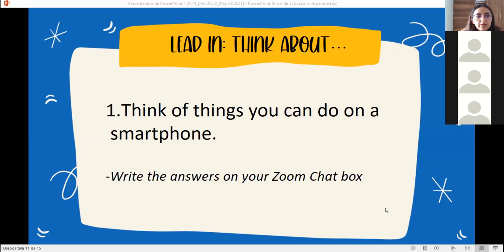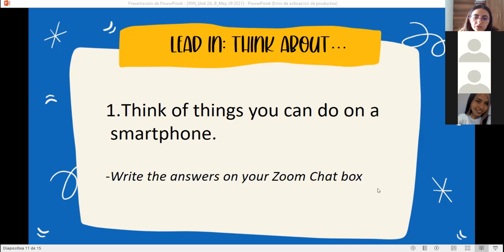Think about that. What are the things you can do on your smartphone? Send a message to the WhatsApp group, to this Zoom chat. Okay, I have some answers. Brian says watch videos. Yes, we can watch videos on the cell phone. Listen to music. Great. Take pictures. Excellent. Watch movies, series, videos, and listen to music.